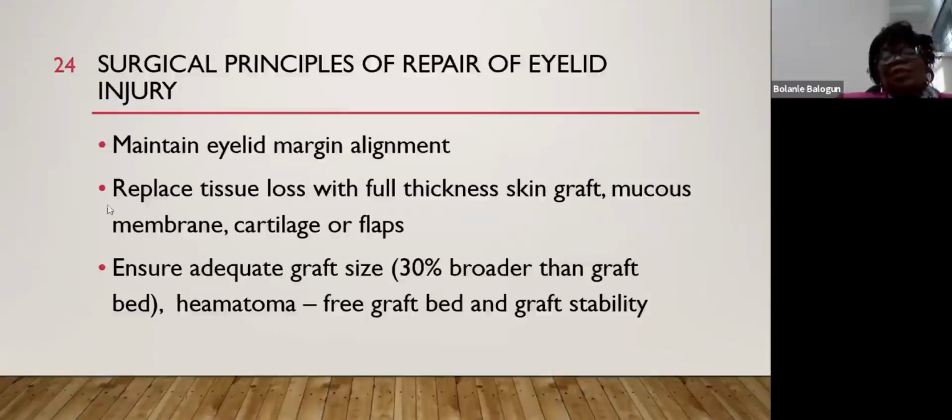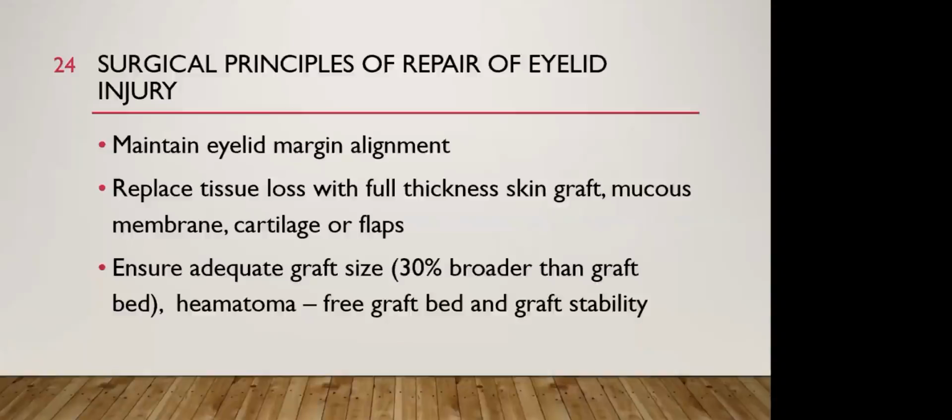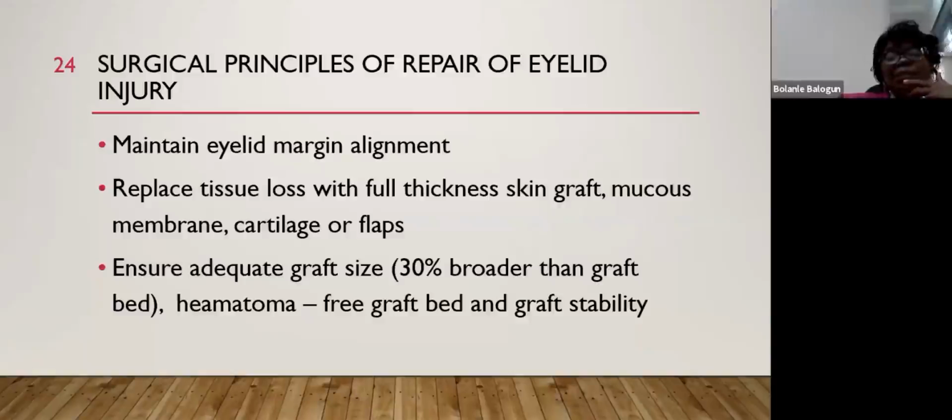You need to replace tissue loss when there's full thickness tissue loss. It's important, and you can achieve this using either a skin graft, a mucous membrane graft, cartilage, or you can also repair with flaps. When you have to graft the tissue, it's important to take 30% more donor tissue than what the recipient site will need.